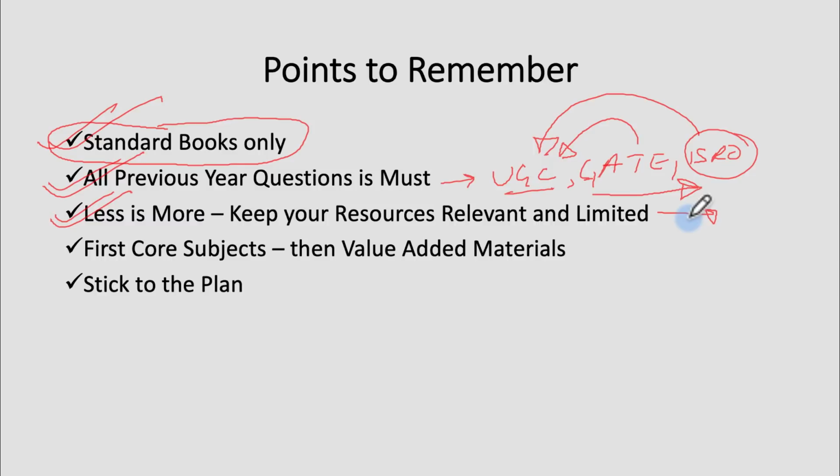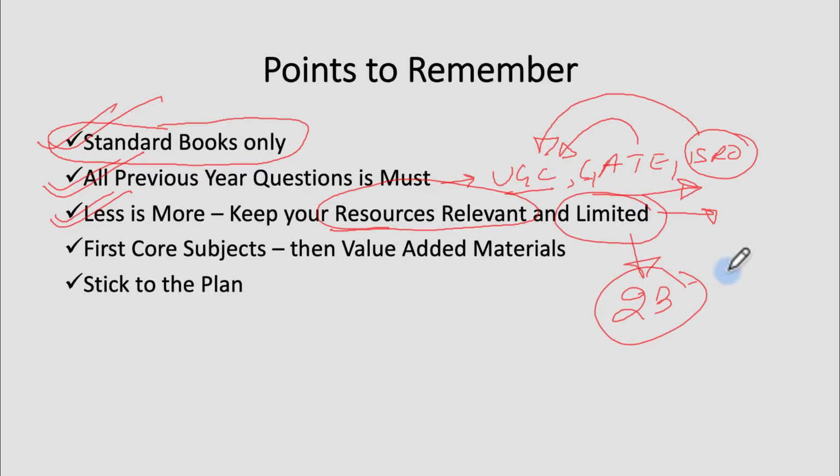You should know the boundaries of the topic, how much you have to study and how much you don't have to study. Whenever you are preparing, keep in mind that your resources should be relevant as well as limited, because as you can see in UGC NET, there are totally 23 subjects, even though we have a total of 10 units. In those 10 units, you can see there are 23 technical subjects.